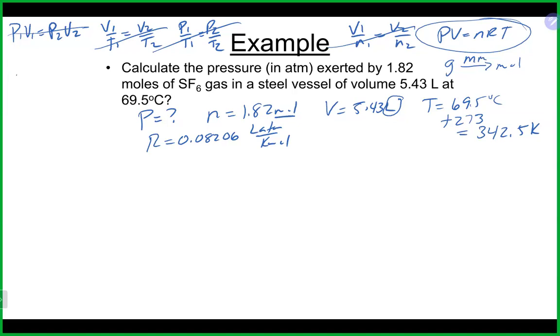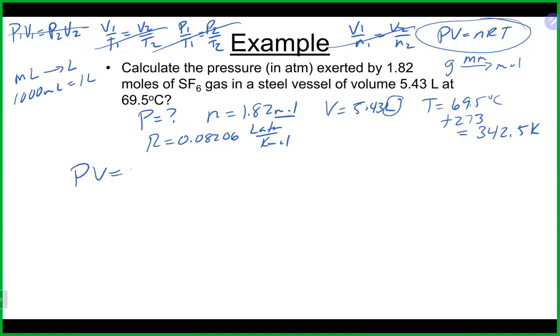Also, a lot of times you're given volume in milliliters, and going milliliters to liters is also a very common conversion that you sometimes need to use. Again, 1,000 milliliters is equal to 1 liter. So those are two common conversions that you sometimes have to use here.